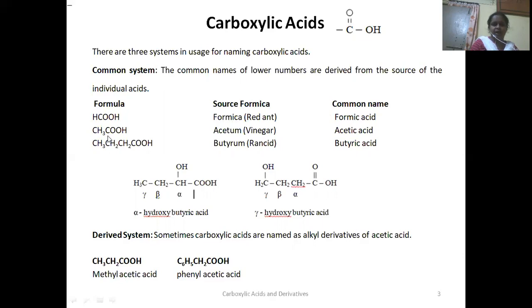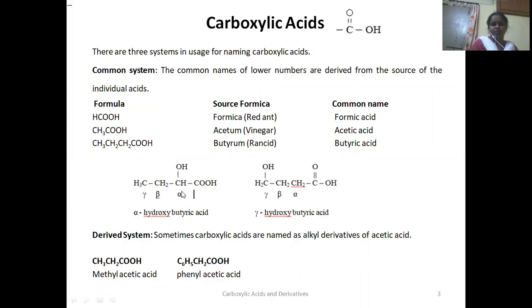And then next comes acetic acid. Acetic acid, CH3COOH. The common name is acetic acid. It is from the source vinegar or acetum. And then this CH3, CH2, CH2, COOH. The common name for this acid is butyric acid, and it is derived from a source, that is butyrum. So most of these common names are derived from the sources from which they are extracted.